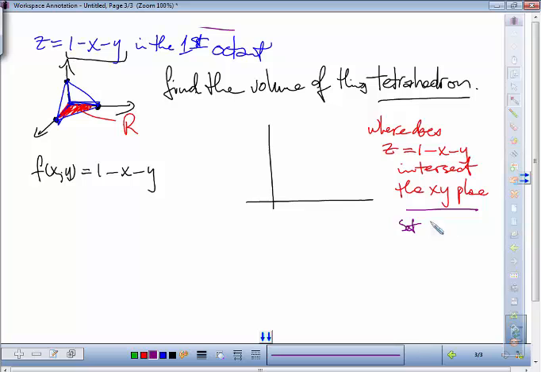Set z equal to 0. You get 1 minus x minus y equal to 0, or x plus y equals 1, however you write it. So this is going to be a line that crosses (1, 0) and (0, 1). And if this is in the first octant, you could imagine that the region that we are looking for is going to be this thing.